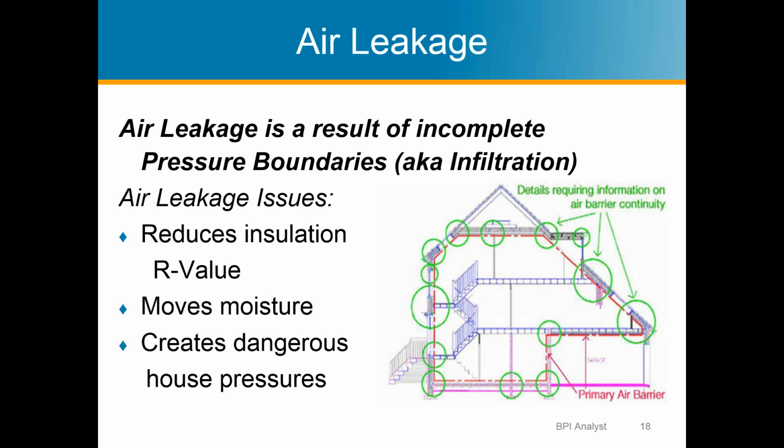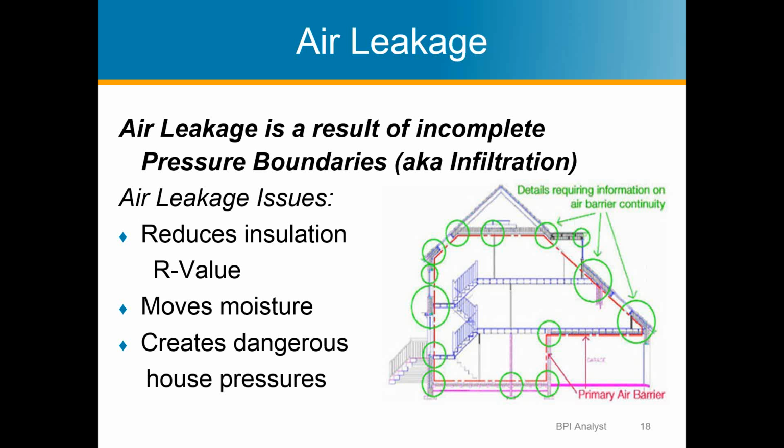All right, air leakage. Air leakage is a result of incomplete pressure boundaries. In the industry, a lot of people just refer to it as infiltration. Infiltration is a fancy word for air leaks. Makes it sound more professional, I guess. But to not confuse it, infiltration is really air coming in, right? Exfiltration would be air leaving the building. Air leakage is just air leakage. It doesn't matter what's coming in or out. But you'll often hear the term infiltration used, and not air leaks. But that's what it is.